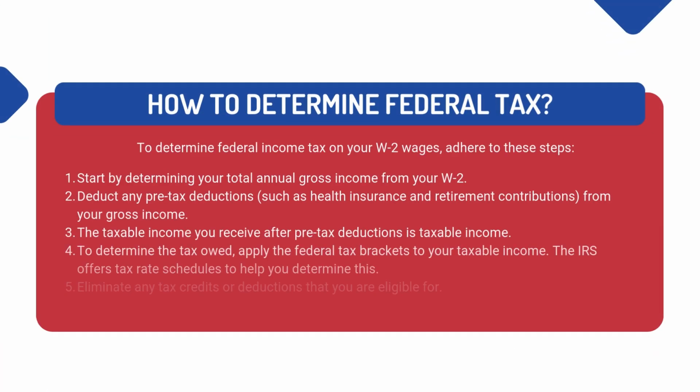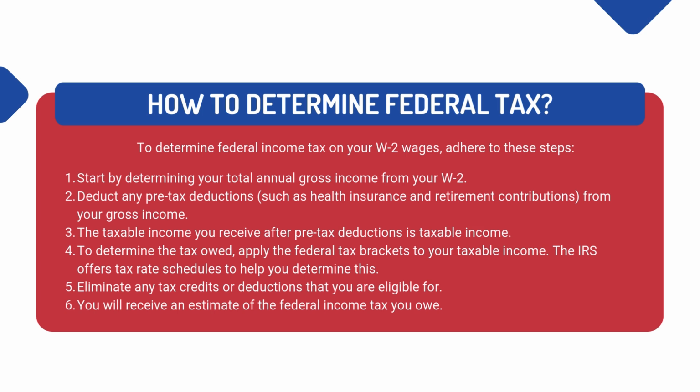How to determine federal income taxes? To determine federal income tax on W-2 wages, adhere to these steps. Number one, start by determining your total annual gross income. Number two, deduct any pre-tax deductions from your gross income. Number three, the income you have after the pre-tax deductions is your taxable income. Number four, to determine the tax owed, apply the federal tax bracket to your taxable income.